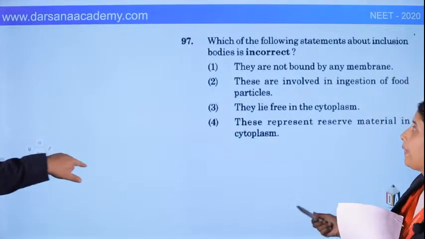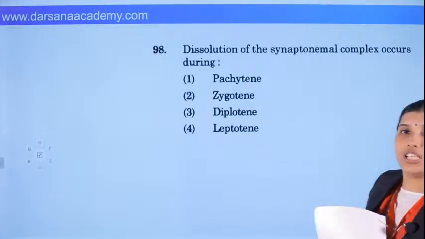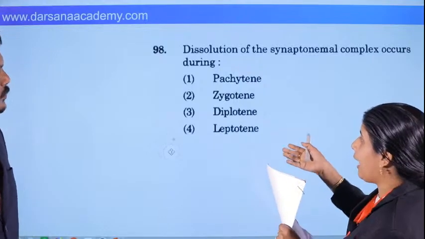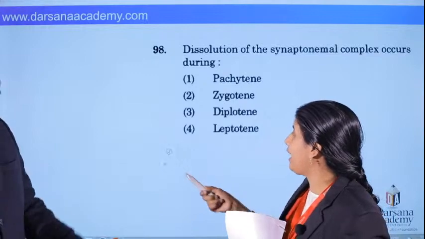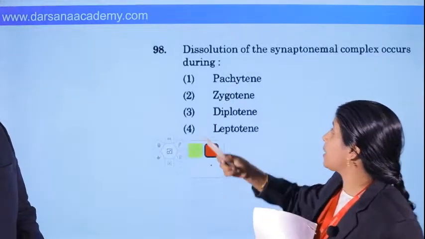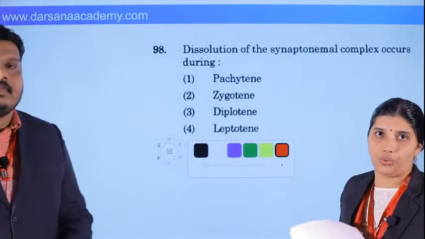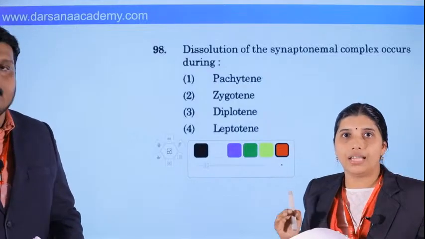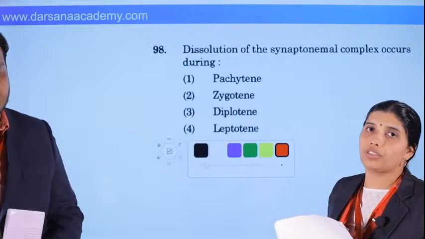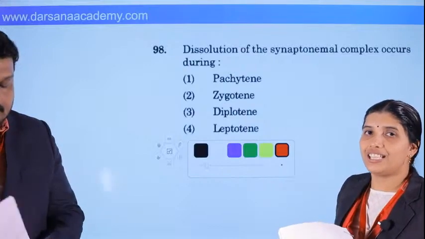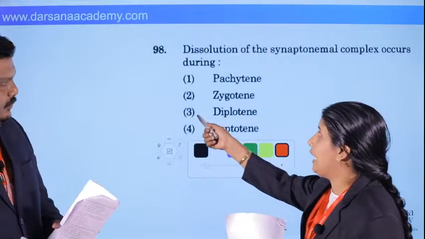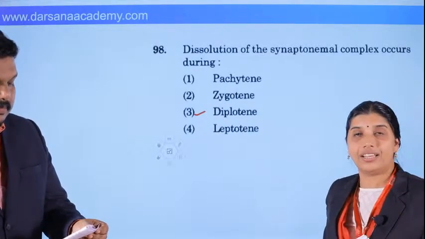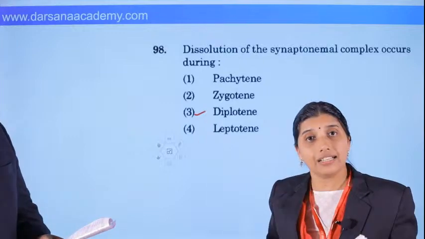Okay, the next question is also connected with the cell cycle. It's a very important chapter, and a very direct question from NCERT. What's the question? It's also given in the DMCQ. Dissolution of the synaptonemal complex occurs during which stage? What is the answer? Yes, we know that diplotene is the answer for question number 98.